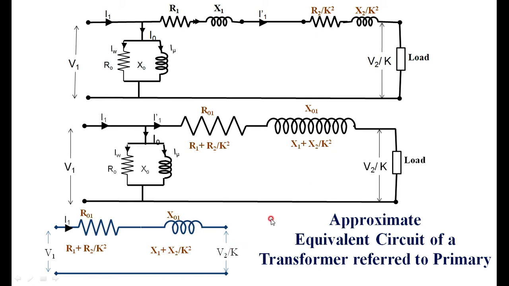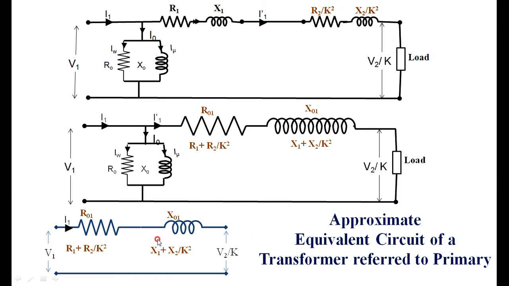Now, with the help of this diagram, you have to draw the vector diagram. That is the voltage equation of a transformer for the approximate equivalent circuit diagram. Whatever diagram I have shown, I want to draw its vector diagram and establish the relation between V2 by K and V1, that is, the load voltage to the supply voltage. Okay, now once again I am drawing the diagram.